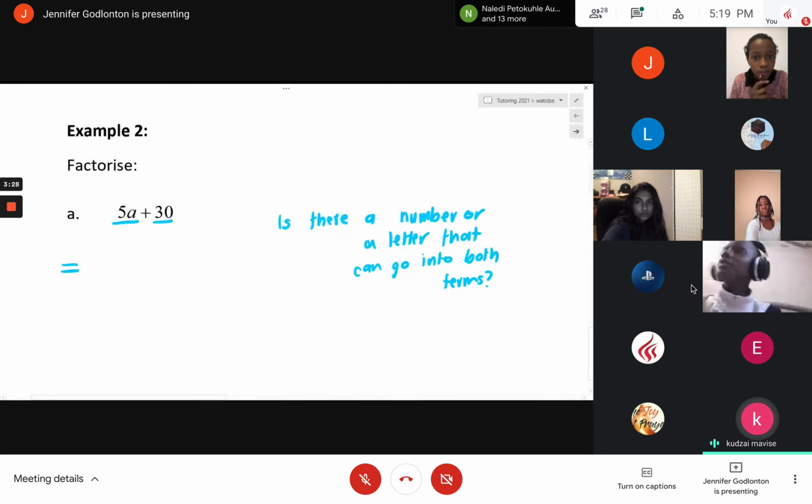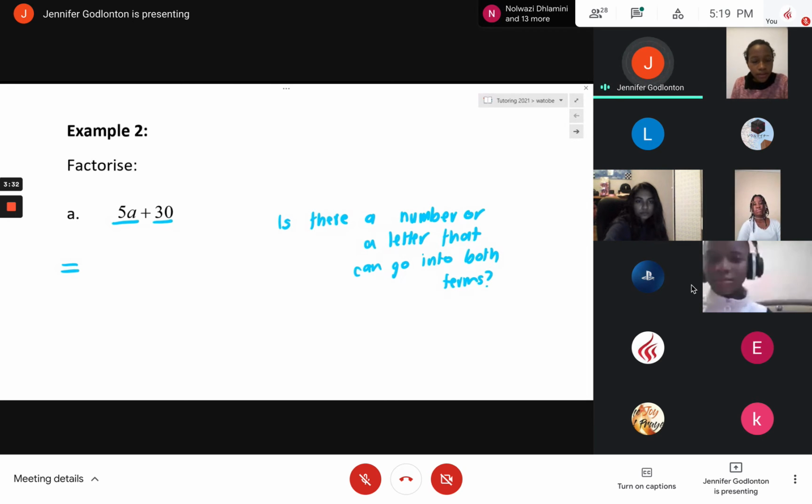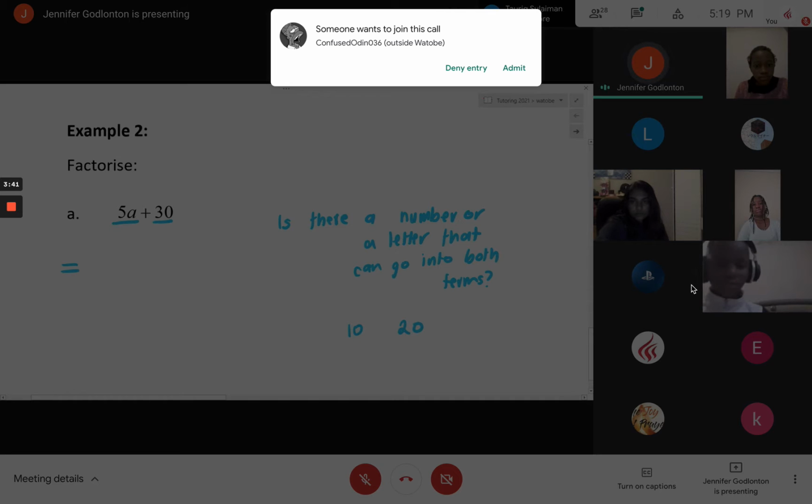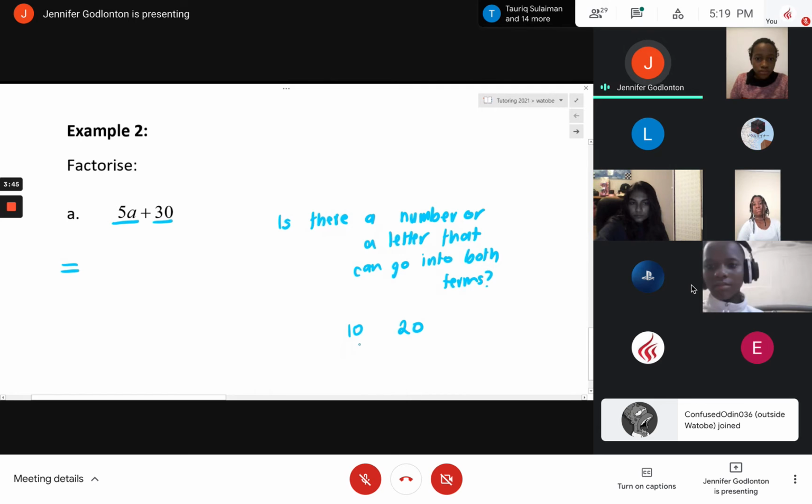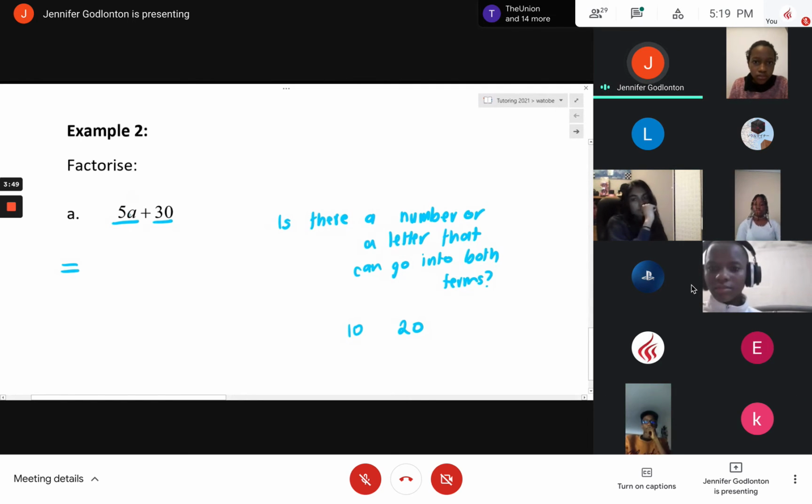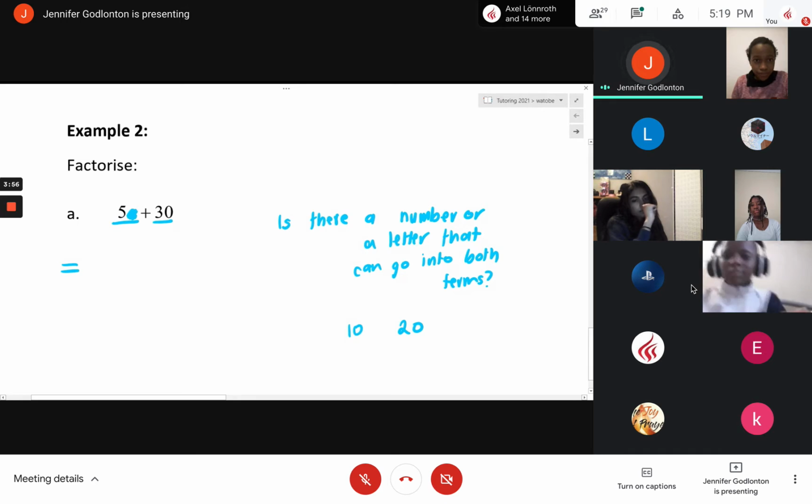I'm not sure what number could go into both of them. Okay, so think about if I could divide a number into, so like if I had 10 and I had 20, what number do you think could go into both of those? 10. Yeah, great. So 10 could go into 10 and 10 could go into 20. Excellent. So now ignore the A for a second and look at the 5 and the 30. What number could go into both of those? 5. Yeah, there you go.